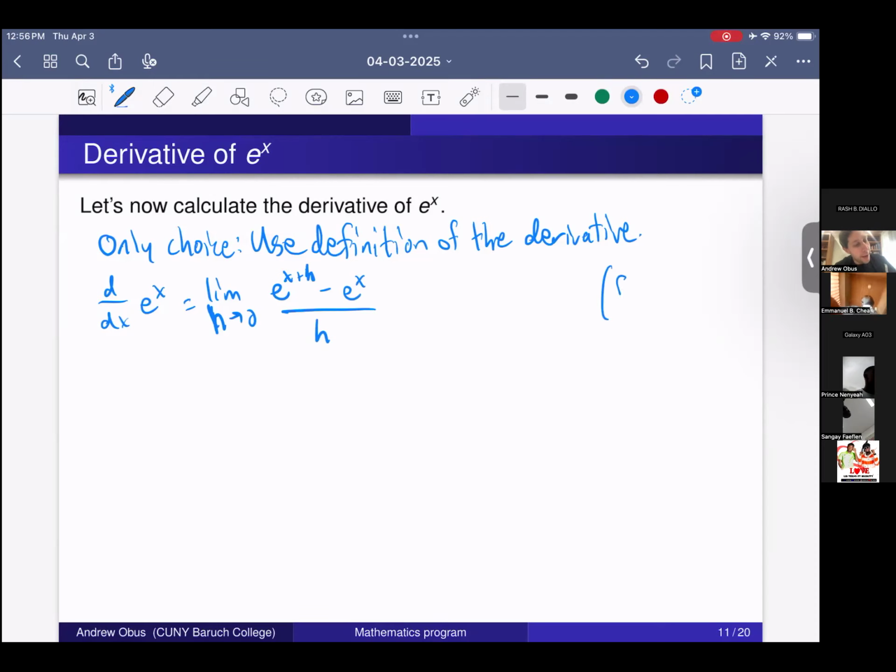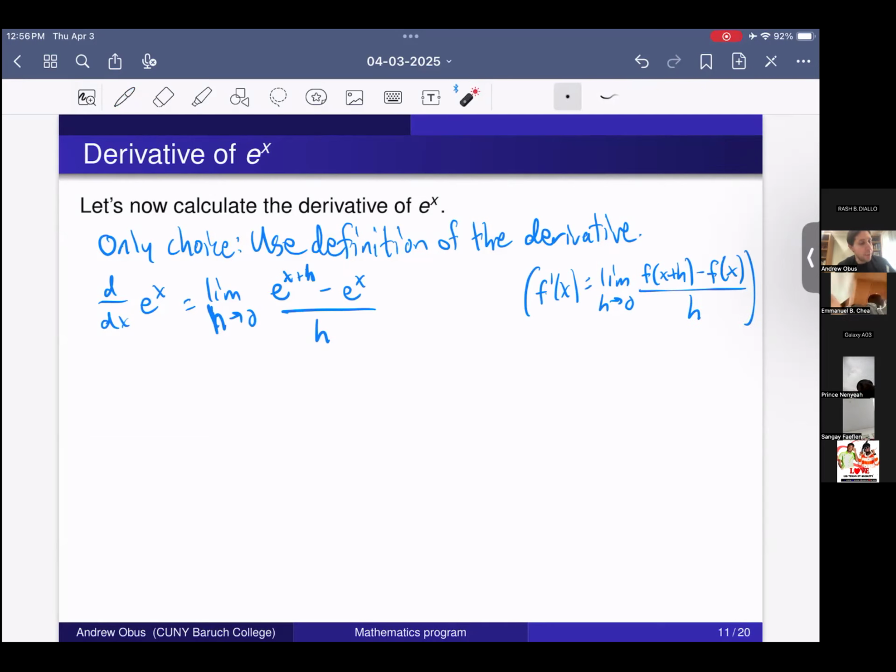Right? In general, f prime of x is equal to the limit as h approaches 0 of f of x plus h minus f of x divided by h. That's our formula for the derivative. So here f of x is e to the x. So we have e to the x plus h minus e to the x over h.